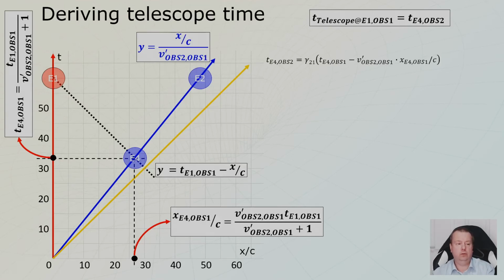First, we take the Lorentz transformation again. We can write down that the time of event number 4 through the eyes of observer number 2 equals etc. You can just fill in the Lorentz transformation. And you see that we made it a function of the time and location of event number 4 through the eyes of observer 1. Well, we just derived the x and the t location of event number 4 through the eyes of observer 1. They are in the graph.